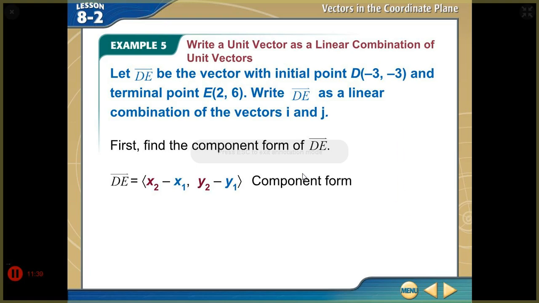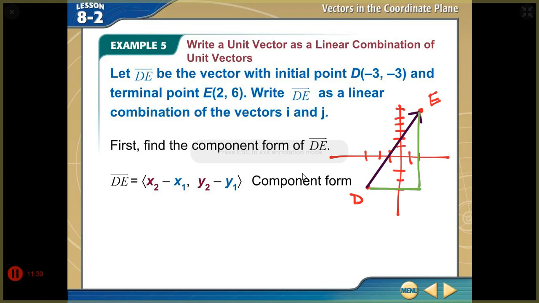and I sketch where these things are. So if I go -3, -3, 1, 2, 3, that's point D. And if I go to E, which is 2, 6, 1, 2, 1, 2, 3, 4, 5, 6, there's point E. My vector starts at D and goes to E. If I want to figure out where this goes in terms of over and up, I know that it goes over and up some amount. And that gives me that resultant vector.